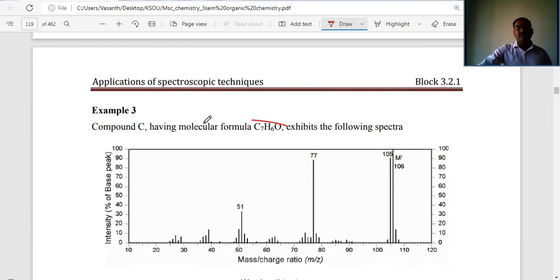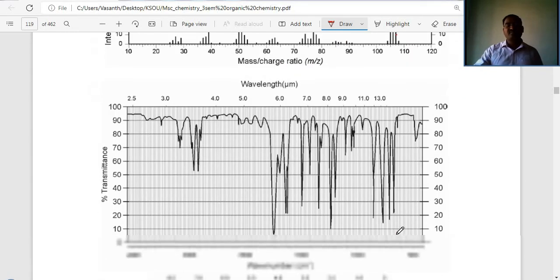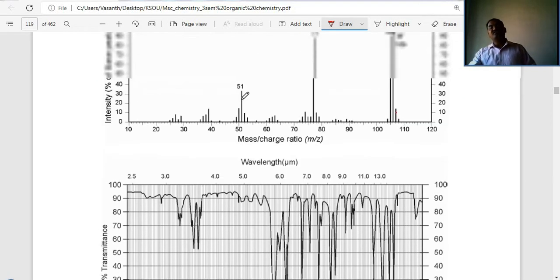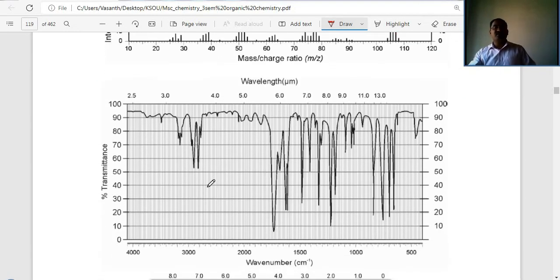This is an example with the molecular formula C7H6. It exhibits the following spectra. This is intensity. This is transmittance.